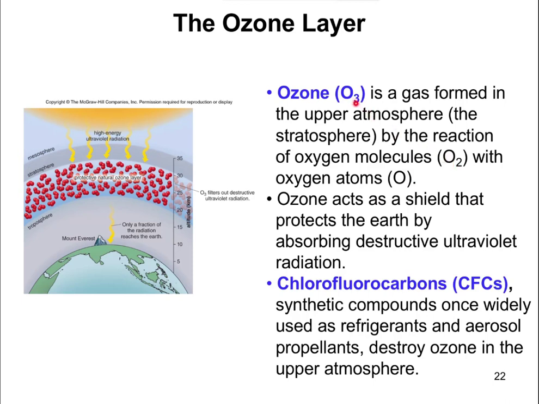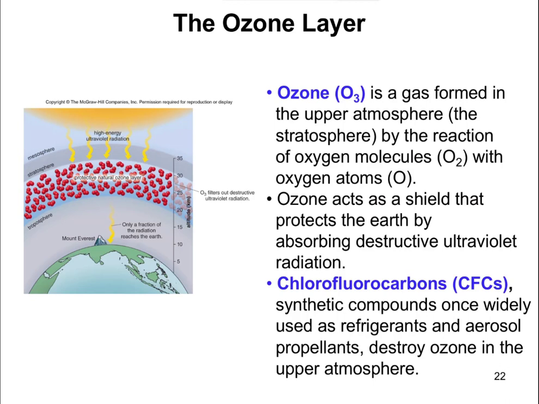And that ozone is that important shield that forms in the atmosphere itself. So ozone itself is a good thing, right? It's the shield that protects us from ultraviolet radiation. So some lone oxygens go up there, react with our oxygen molecules, and we get ozone.